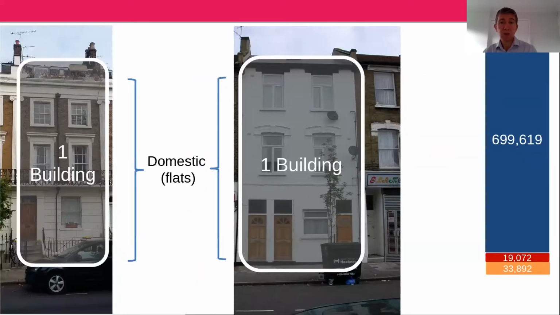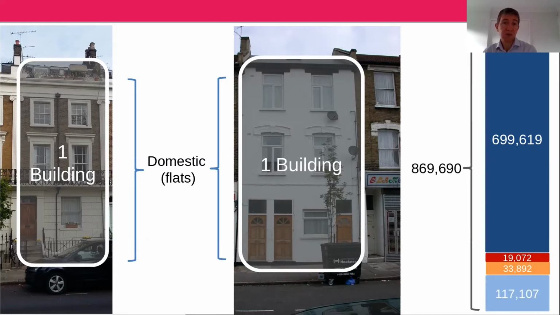Finally, there are those with multiple domestic addresses, namely those that have been converted to flats like this example. And there are quite a lot of these, 117,000 of them. Add them to what we already have and it totals around 870,000 mid-terrace buildings in Greater London. So whilst I've kept this simple, I'm hoping that you can see how we can dissect different parts of the stock in great detail if we want to.